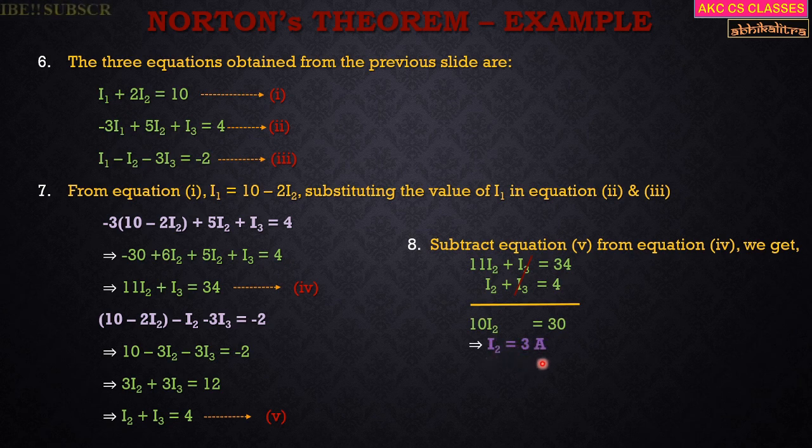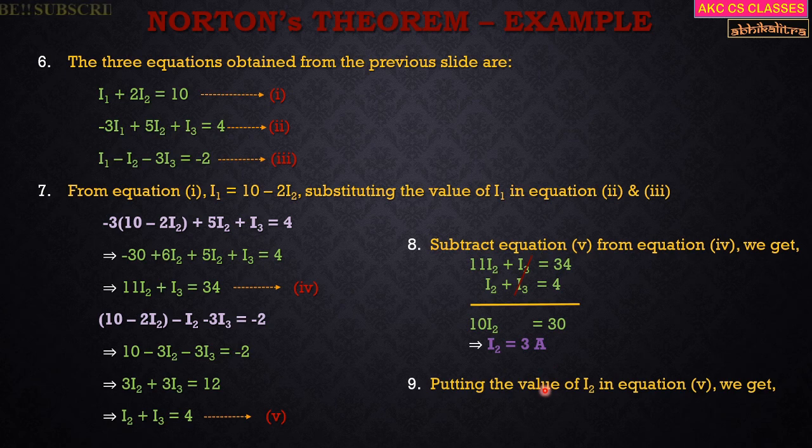If I2 is 3 amperes, we can easily substitute the value of I2 in equation 5. Then I3 will be equal to 4 minus I2, which is 4 minus 3 equal to 1 ampere. So I3 equal to 1 ampere means I3 is the current flowing down the wire AB, which is the shorted circuit path. That is the Norton's current as well. So the Norton's current is successfully calculated, which is IN equal to 1 ampere. After calculating Norton's current, our next objective will be to calculate the equivalent resistance.